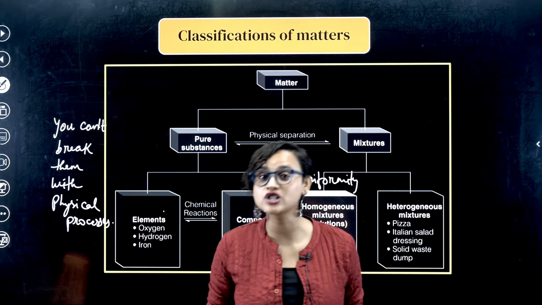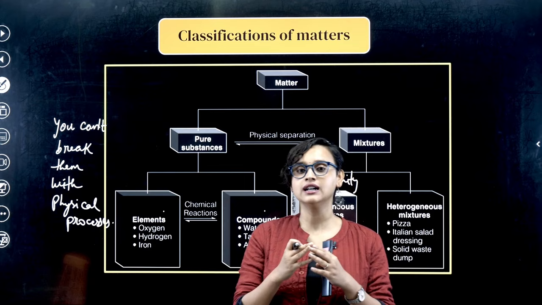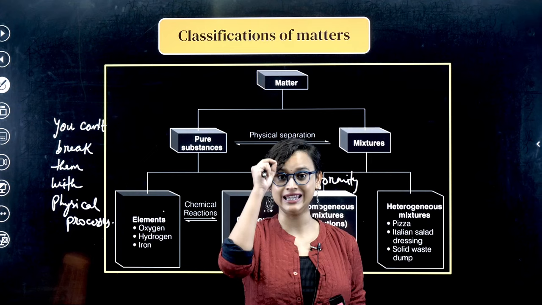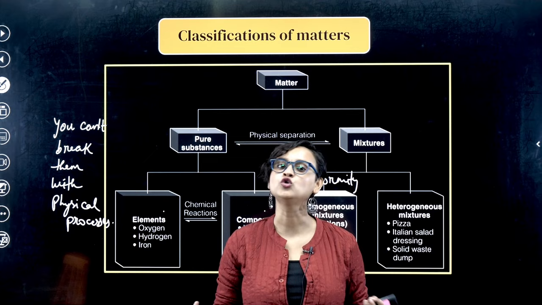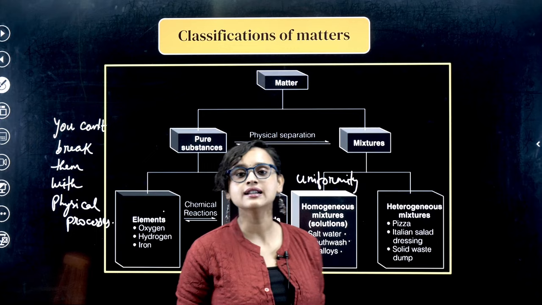And exactly the same way, my dear students, let's take the example of pizza. Can you guarantee that every slice will have exactly the same amount of basil and tomato and corn? No. So these are your heterogeneous mixtures, okay? Yes. Moving on from here, everybody.